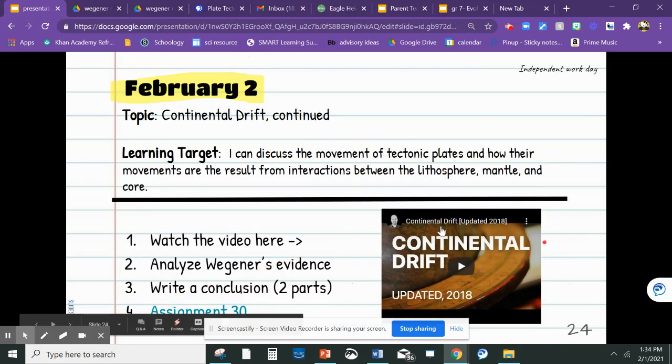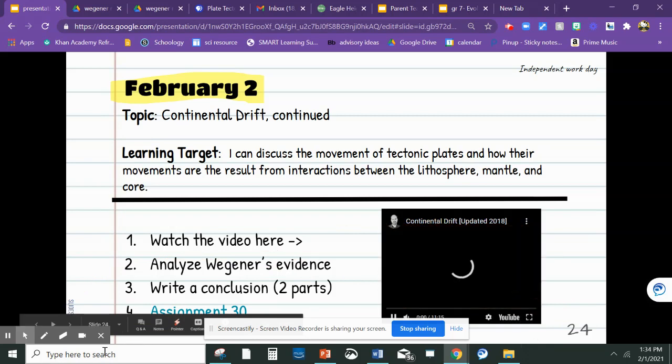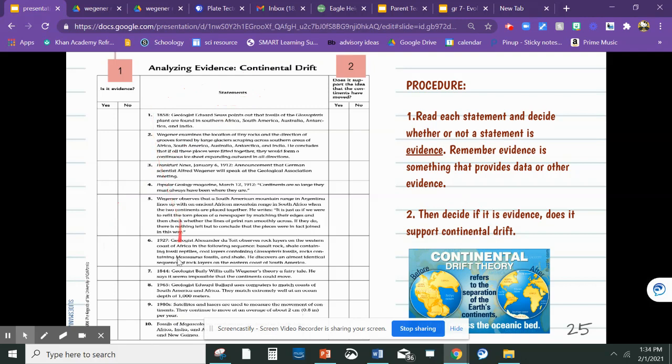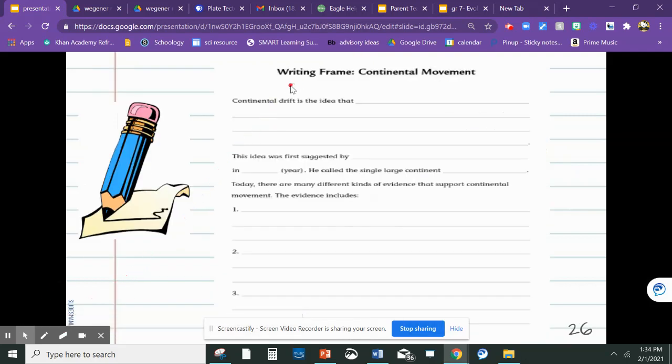Tomorrow, we'll watch another little video on continental drift. Then there's some analyzing evidence. You'll read through the statements. First, you'll decide if it's evidence or not. If it is evidence, does it support continental drift? You'll put all of your thoughts together in this writing frame.